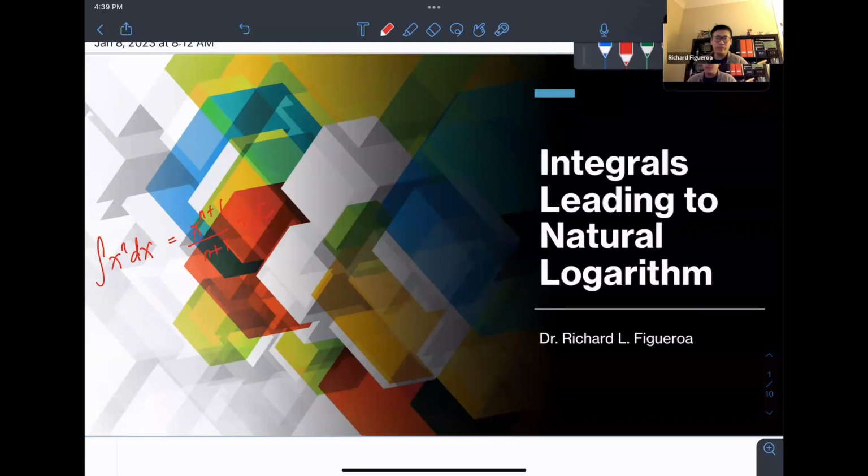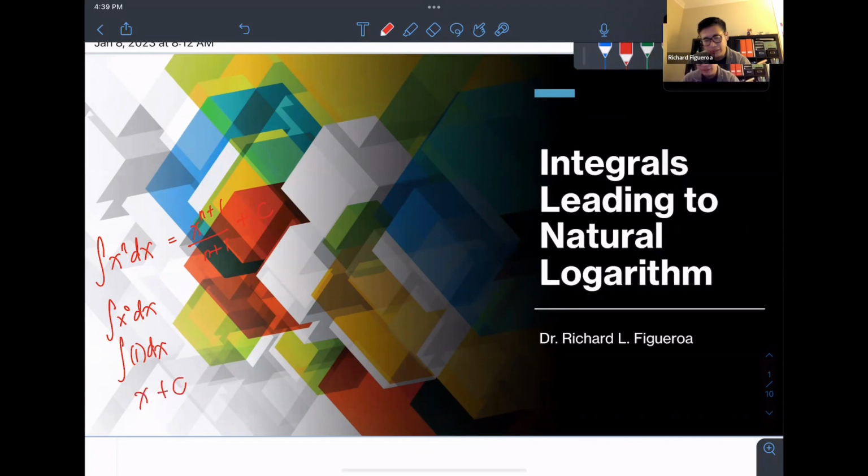So what is the value of n? 0? Kasi kung 0 yan, x raised to 0 dx. What is x raised to 0? It's 1 dx. Anong integral ng 1 dx? It's x plus c. Okay? So hindi siya 0. So 0 is defined. Okay? So kasi x raised to 0, it's 1. Its integral, it's x. Okay, so very good, Jesse.